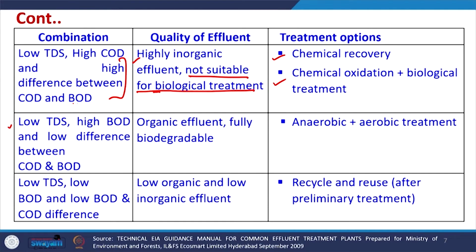Similarly, if the TDS is low, in each case TDS is low, high BOD is there and the difference is small, that means it is fully biodegradable, we can go for this. If the BOD is low and the COD is low, we can go for recycle and reuse. So, there are different combinations possible by just looking at the TDS value, COD value and BOD value and the difference in the COD and BOD value or the ratio of BOD to COD. From that we can tentatively adopt the technologies for the treatment.